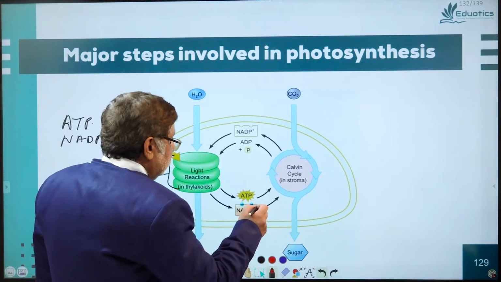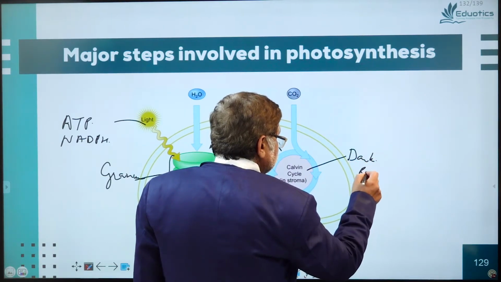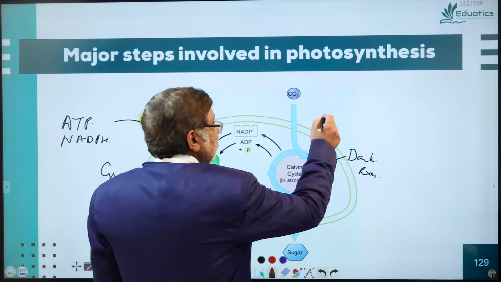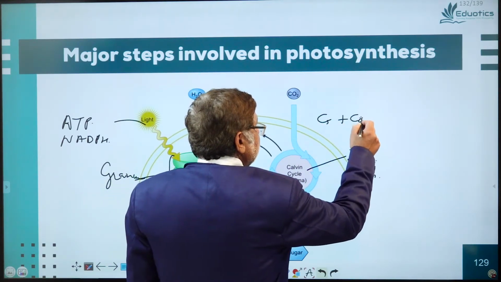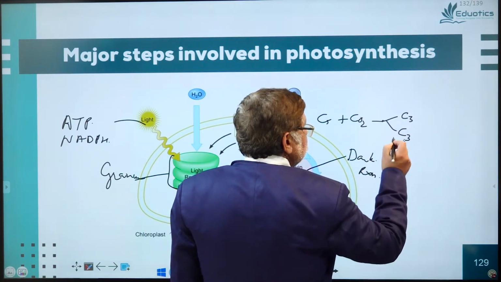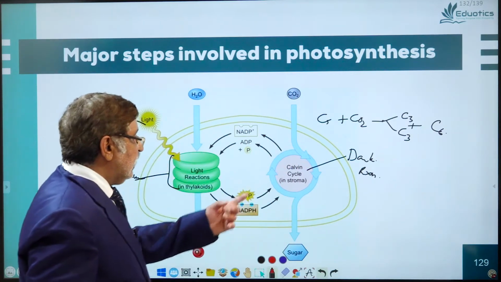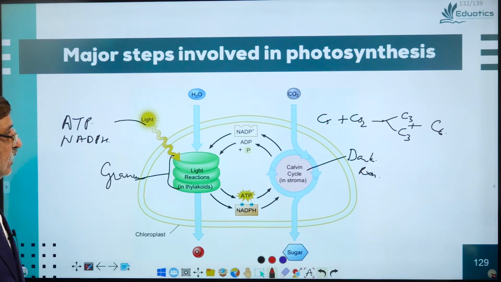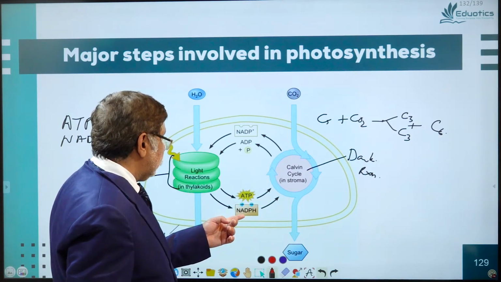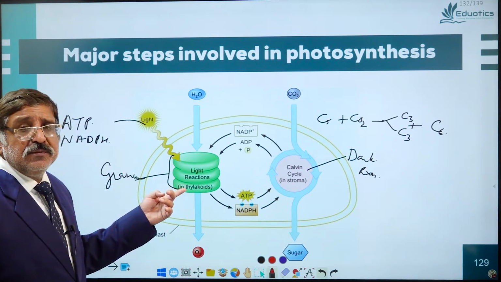Then in the stroma part, dark reactions go on, which are biosynthetic reactions, in which a C5 compound will combine with carbon dioxide to form two C3 compounds, which will further fuse to form glucose. तो ये Calvin cycle आप higher classes में पढ़ेंगे. But for all these dark reactions to go on, ATP and NADPH are required, and these have been synthesized in the light reactions. This you have to remember.